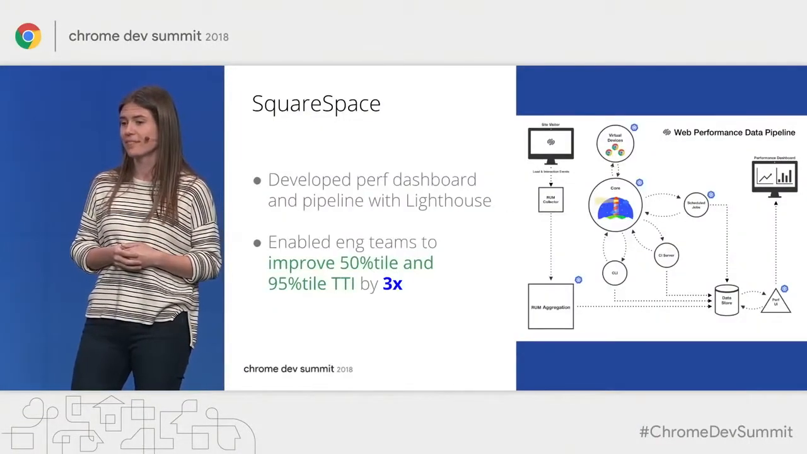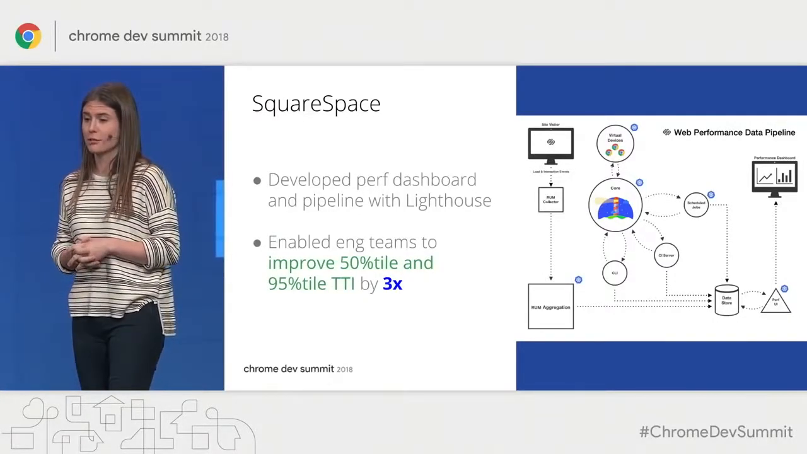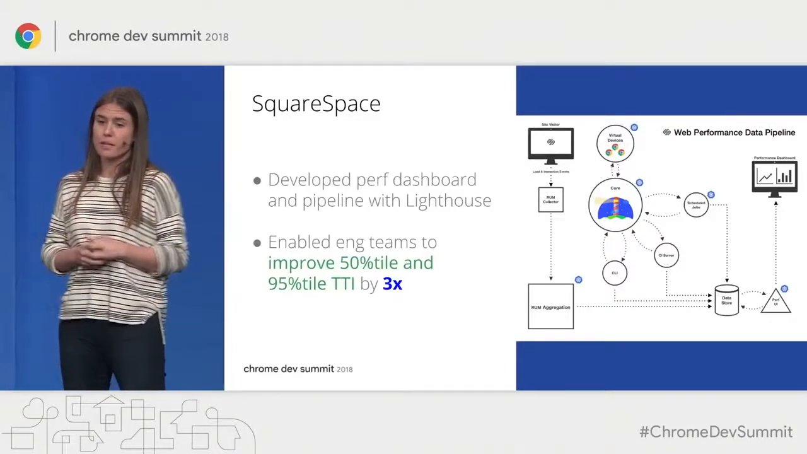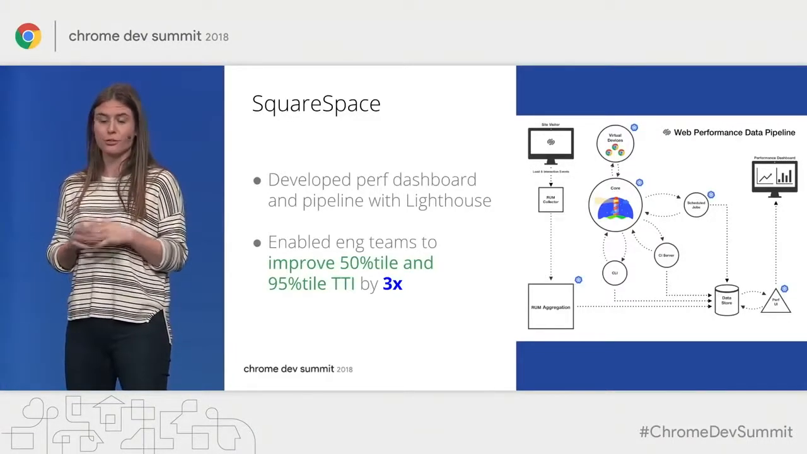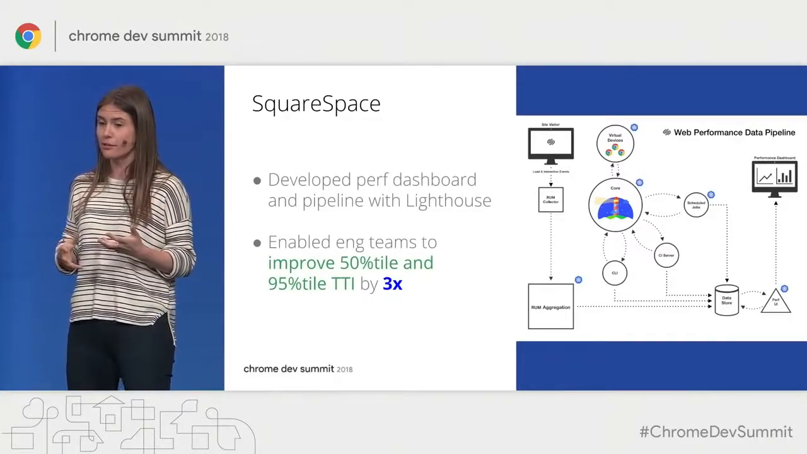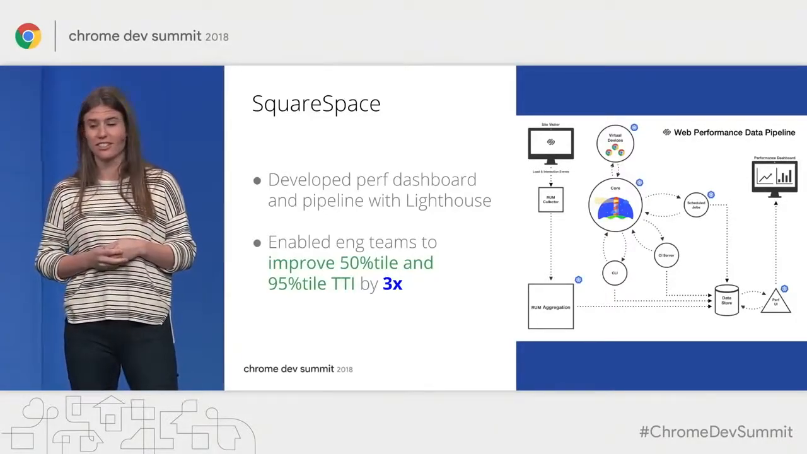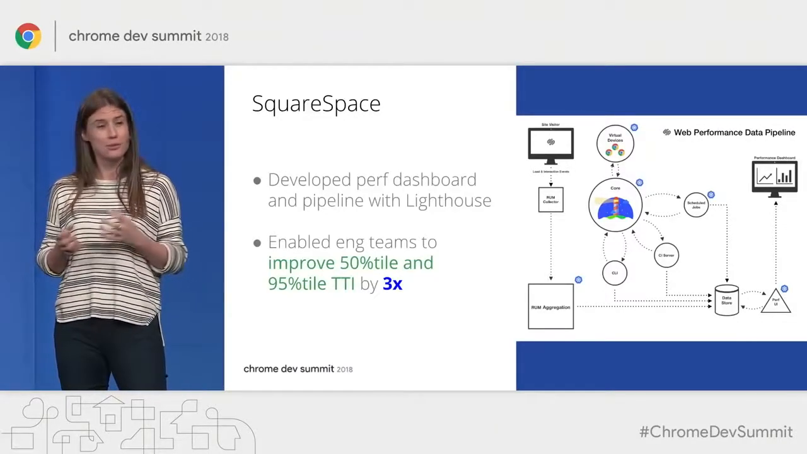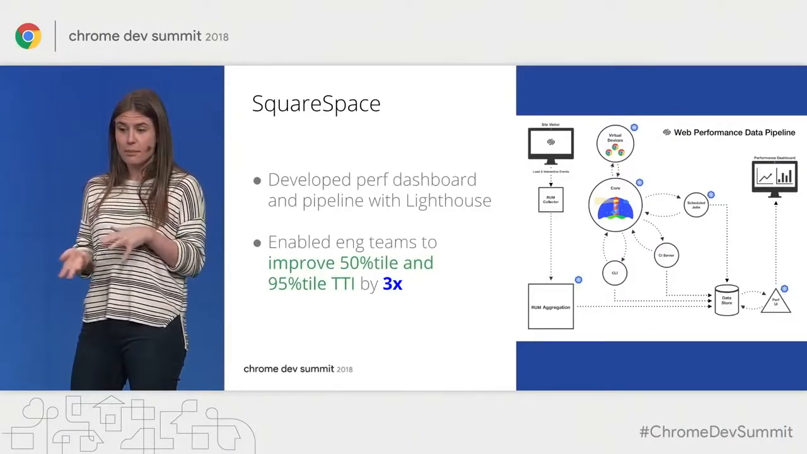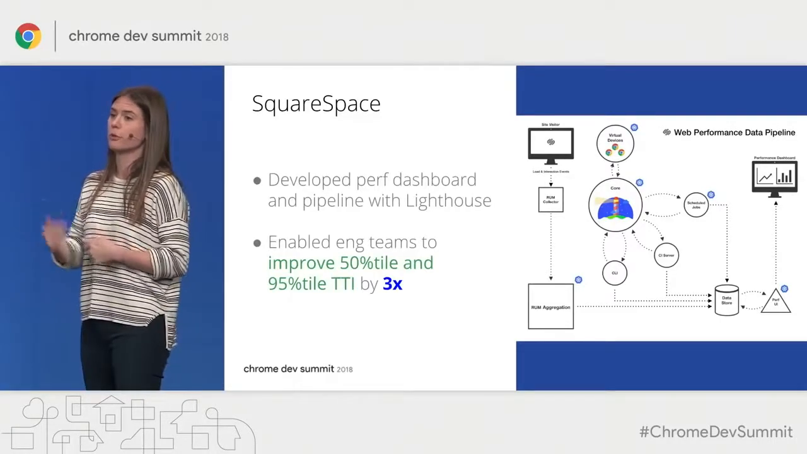Yeah, that's pretty hot. And we wanted to also call out another wonderful partner who has done a good job of using Lighthouse. So Squarespace was able to use Lighthouse as an out-of-the-box auditing and reporting system to build on top of, and it allowed them to improve their 50th percentile and 95th percentile TTI by over 3 times. So we were super excited by that. They used it to generate traces and dig deep into specific problems as they happened, as opposed to post-regression.